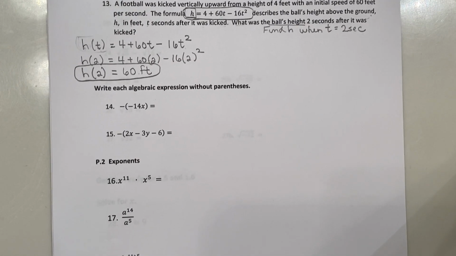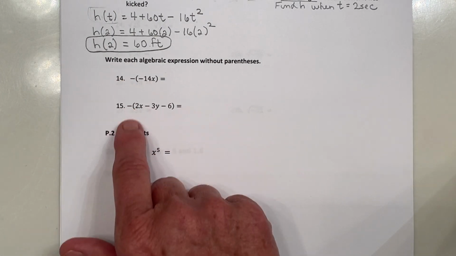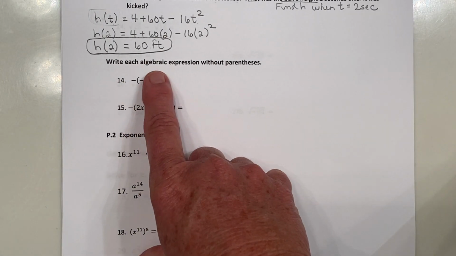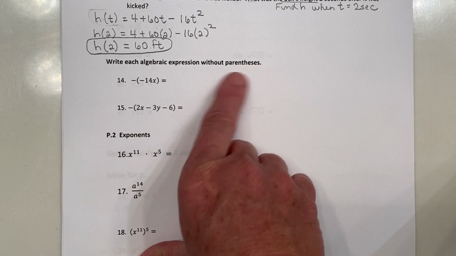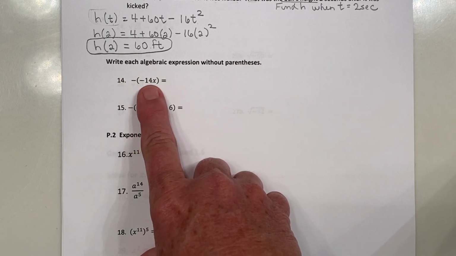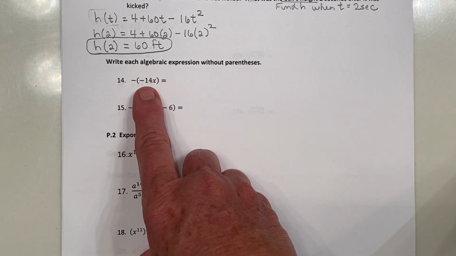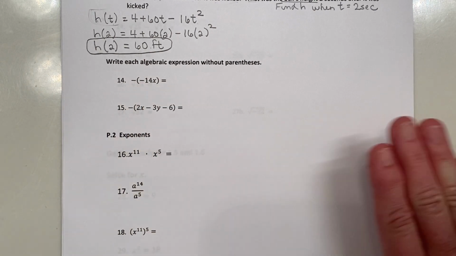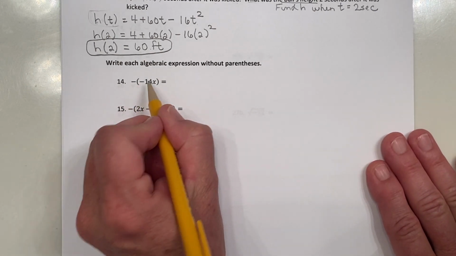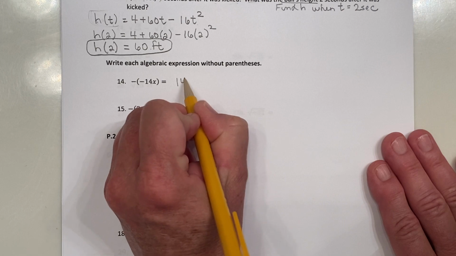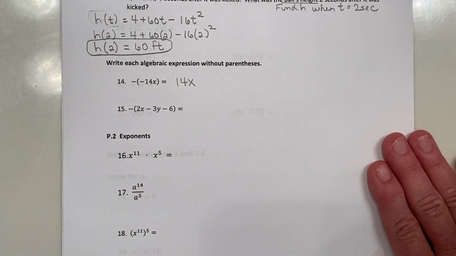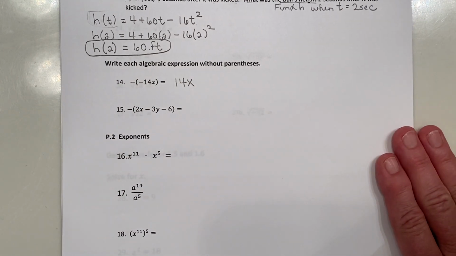All right, let's transition here now. 14 and 15. Write each algebraic expression without parentheses. Well, when I look at this and observe what it's asking me to do, it's saying take the opposite of this negative 14x. Well, when you subtract a negative number, that turns it to positive, so actually those two negatives undo each other and we're left with 14x.